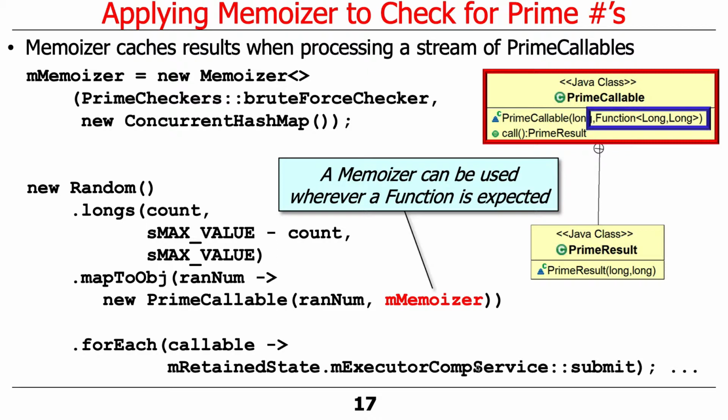The key point, so this question had come up last class when I talked about Memoizers, is that this can be used transparently wherever we expect a function to be used. So this could either have been the brute force checker directly, or we can encapsulate the brute force checker in a Memoizer and then use the Memoizer as if it were a function, because it implements the function interface.